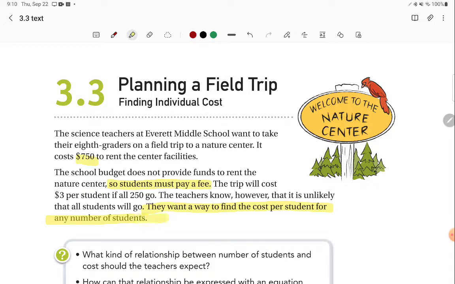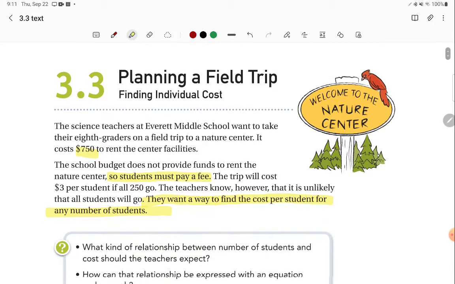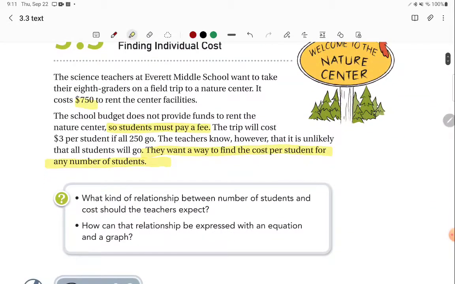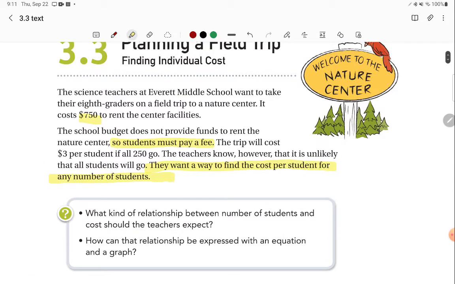They want to find a way to find the cost per student for any number of students, right? So we're going to try to come up with an equation that relates the cost per student to how many students are going. Because if we think about the one known, our constant, the constant is it's going to cost $750 whether one student goes or all 250 students go.